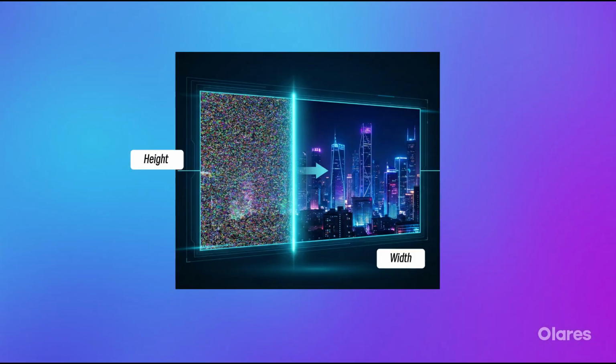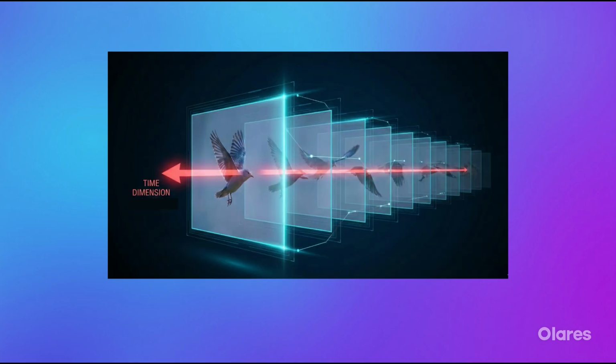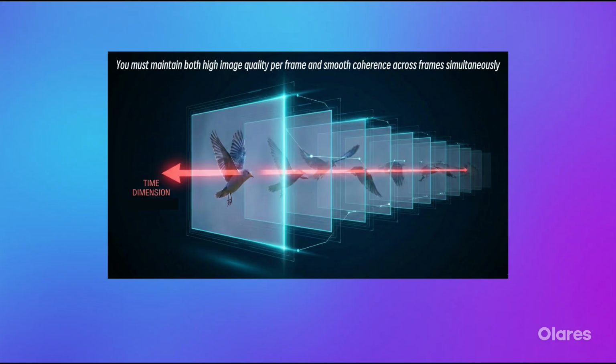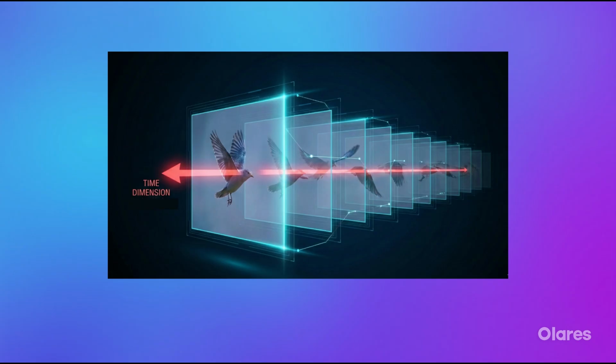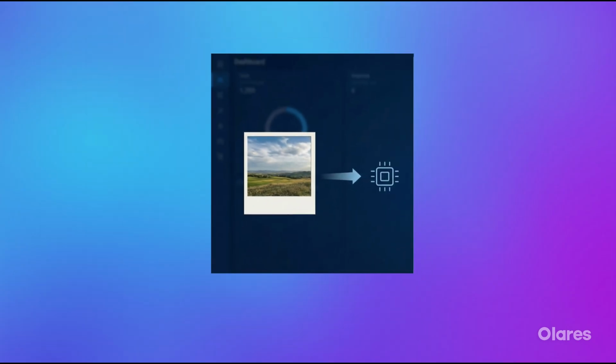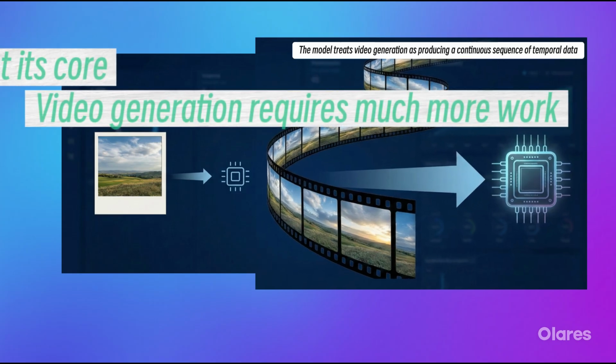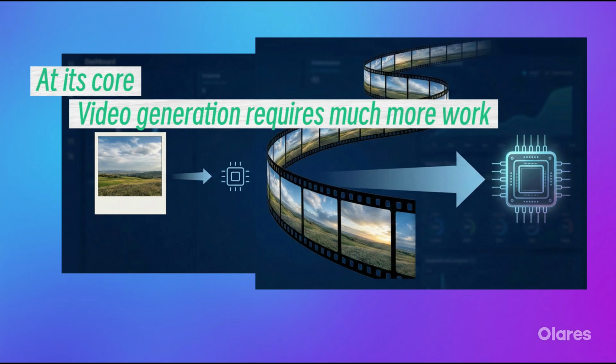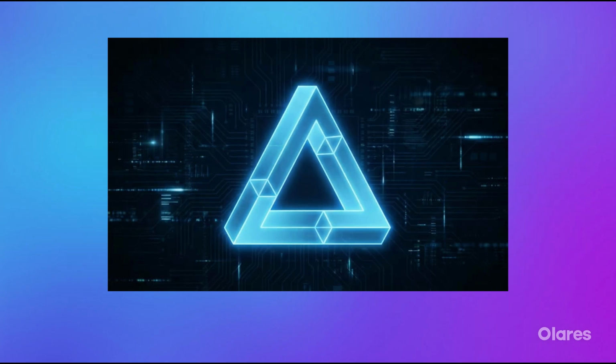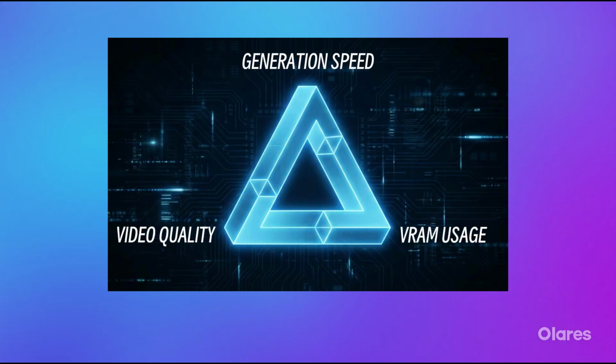Image generation models only need to denoise within a two-dimensional space about height and width, while video generation models introduce a time dimension, requiring both high-quality frames and frame-to-frame coherence, including the logical and consistent movement of objects. We won't delve too much into technical details, but you should understand this. When generating video, the model processes not just a single image per sampling round, but an entire sequence of temporal data. This significantly increases computational and VRAM requirements compared to image generation and creates an impossible triangle between render speed, video quality, and VRAM consumption.